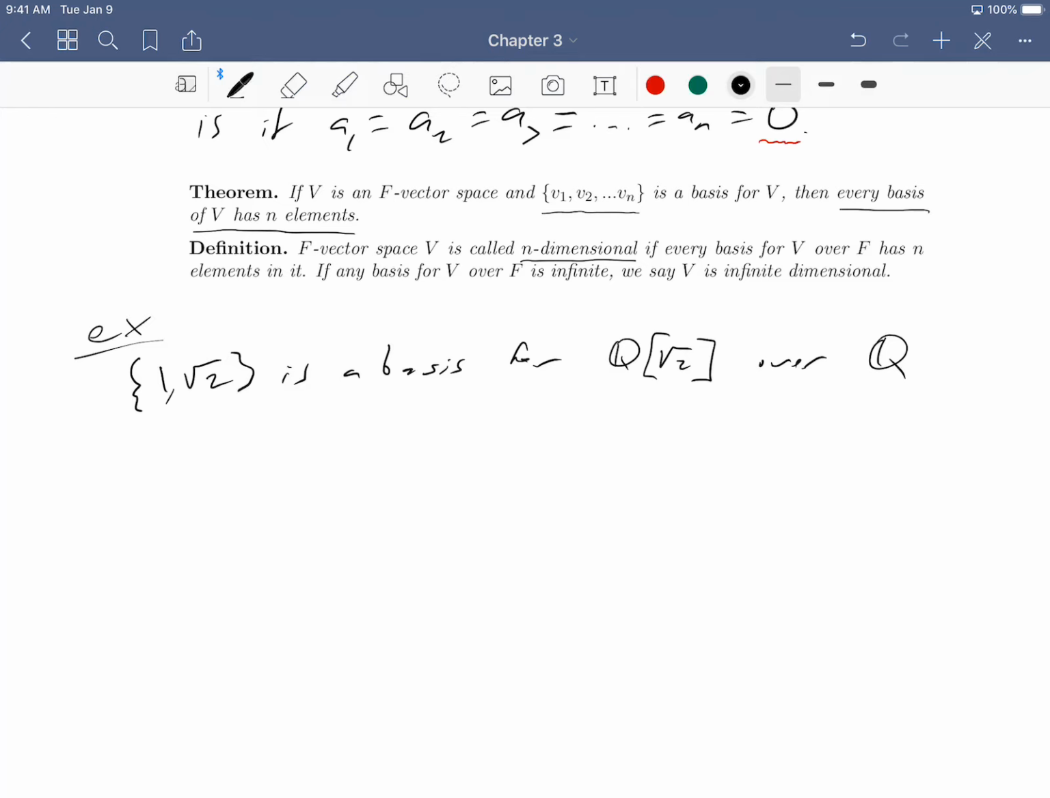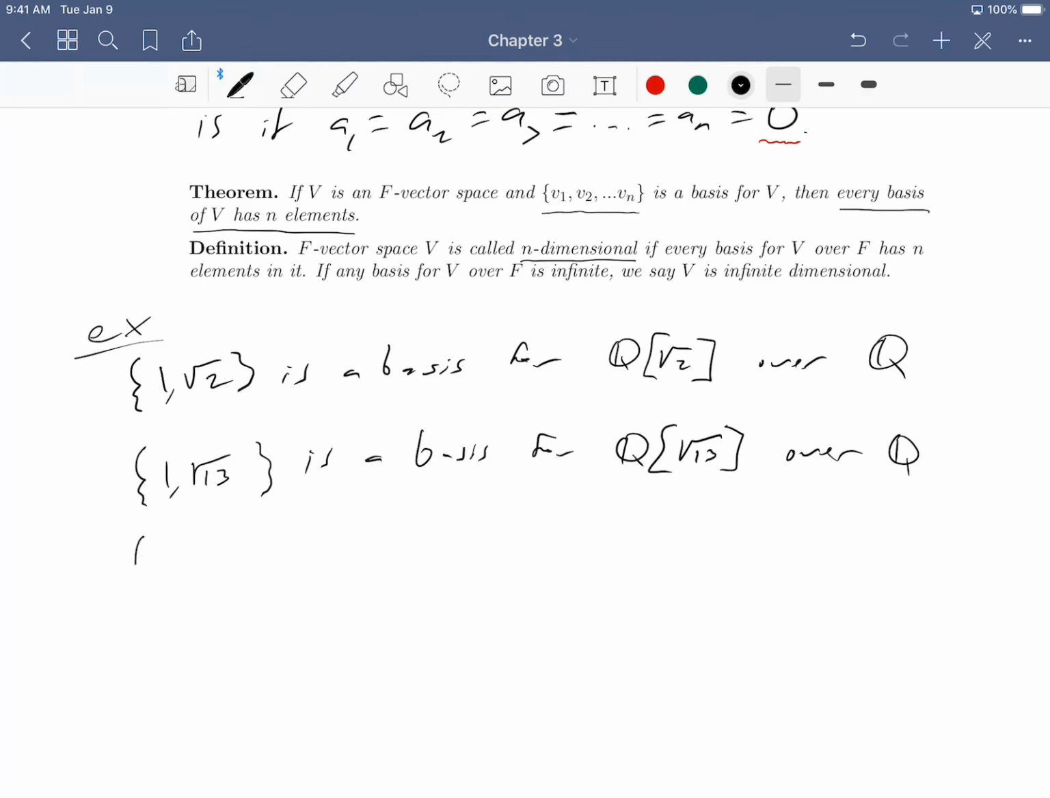Okay. Similarly, we could do something like 1, I'll leave that blank for a second. We'll come back and fill it in. What's a basis for, say, Q adjoin root 13 over Q? So if we wanted to write anything from Q adjoin root 13, we would need as basis elements 1 and the square root of 13. So all the elements there look like a plus b root 13.